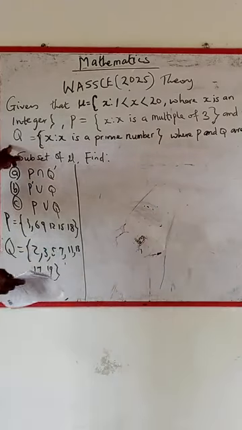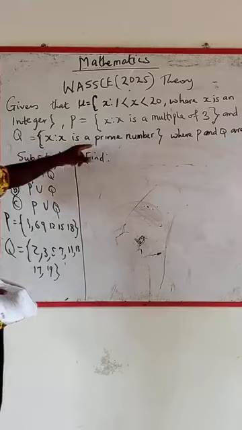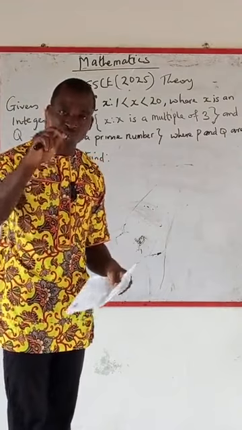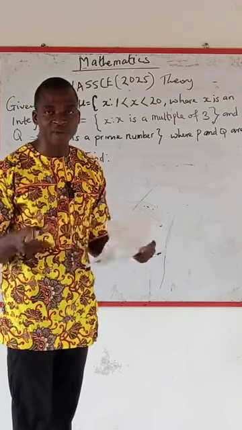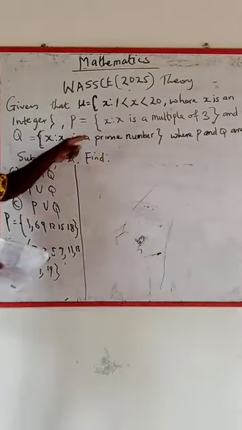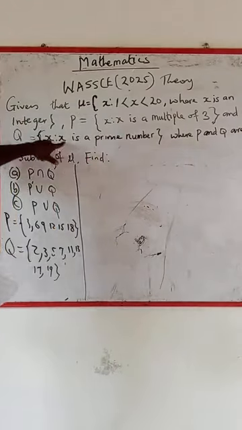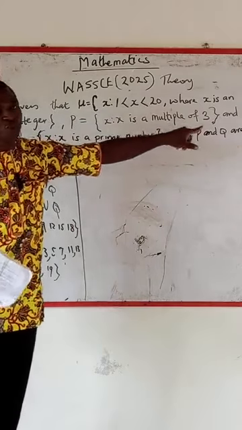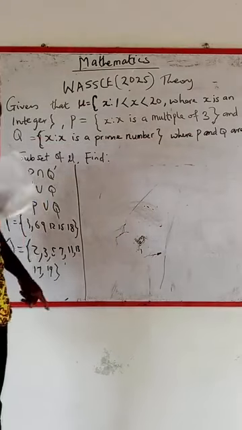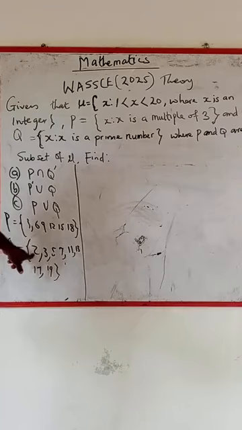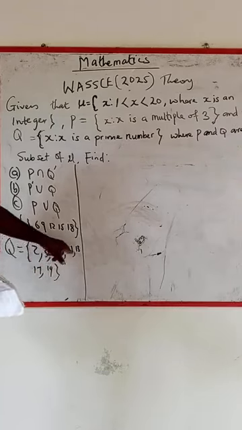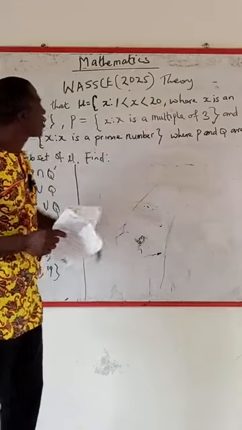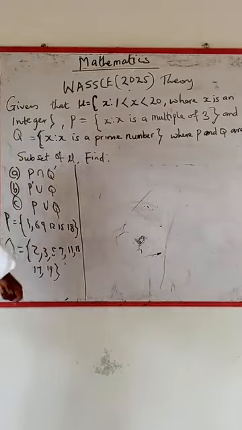Then they told us that Q is such that S is a prime number. What are prime numbers? Numbers that are divisible by themselves and just 1. No other number can divide them. Remember that the range of values we have here does not include 1. So the prime numbers start from 2. No number can divide 2 except 2 and 1. Then 3, 5, 7, 11, 13, 17, and 19. These are the prime numbers within that range. That is the elements of Q.